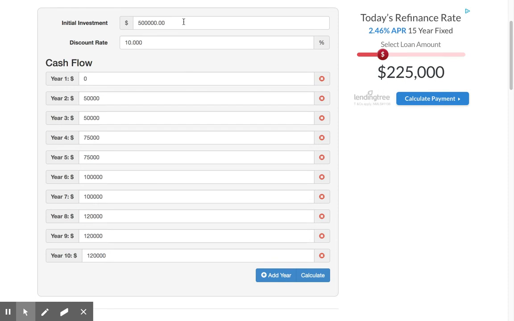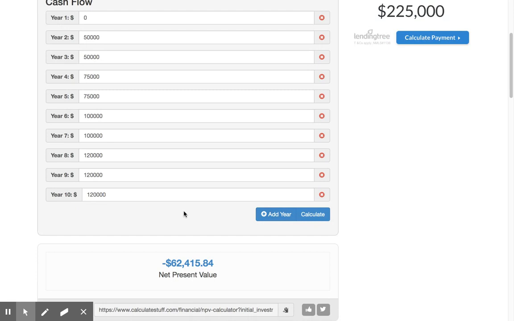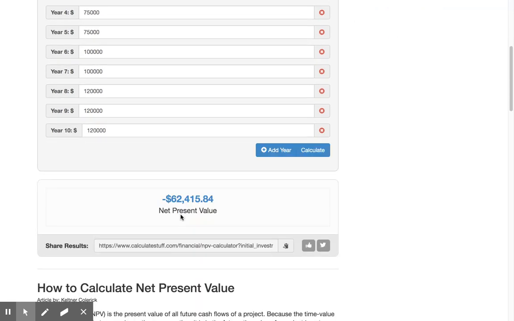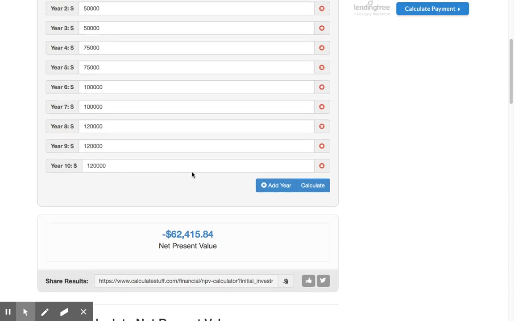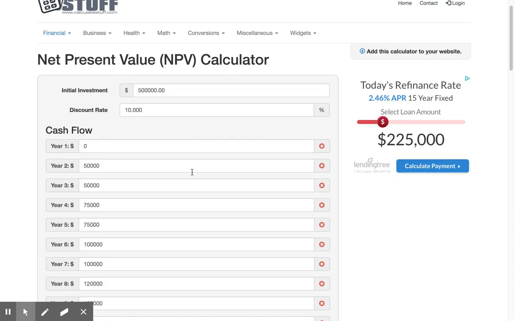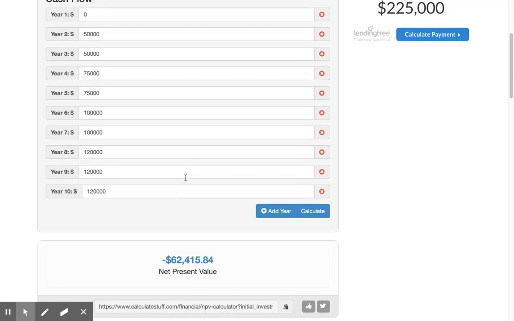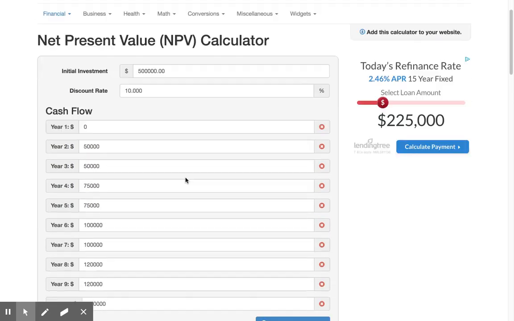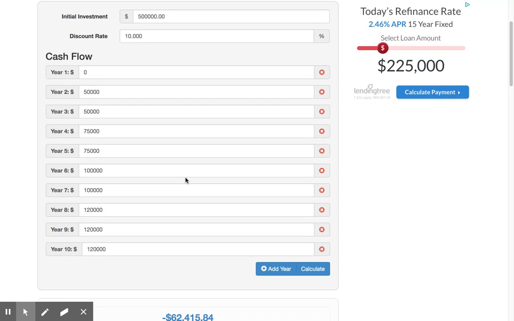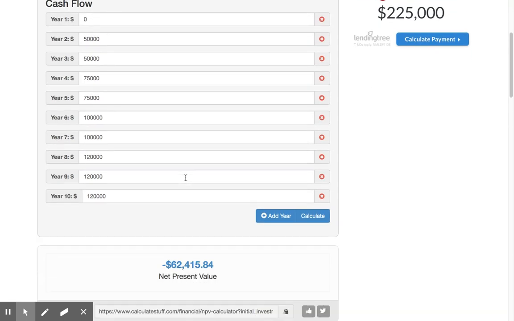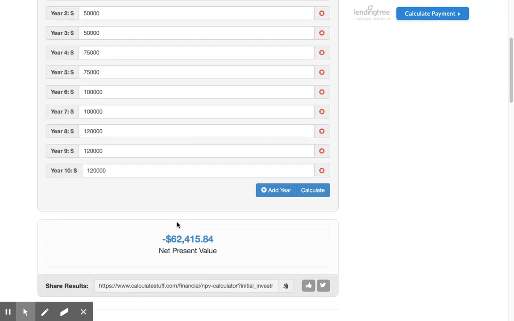And again, our initial investment was 500,000, and we're expecting a 10% rate of return. So let's calculate. Ooh. So we have a negative 62,415.84. So that's not a good investment. Anything that is a negative NPV is basically a loss. And as you can see with this calculation, this would not be a good investment.